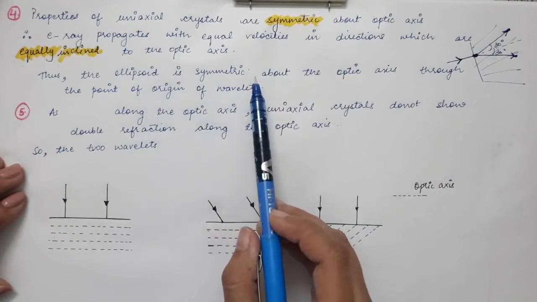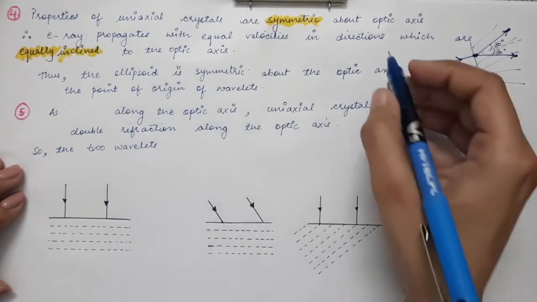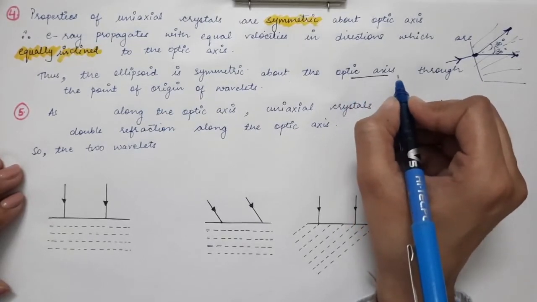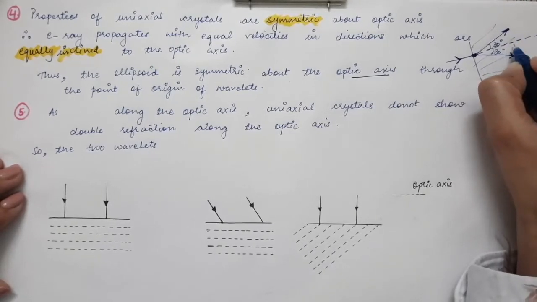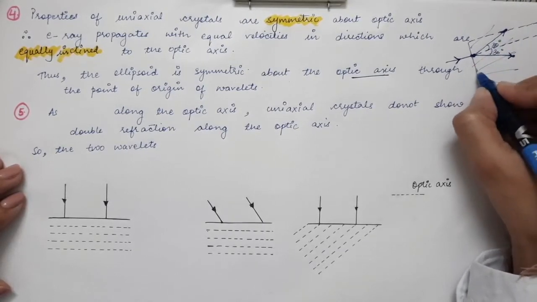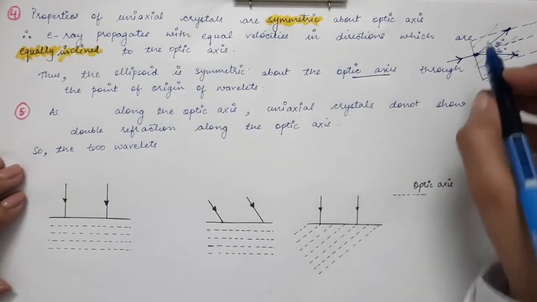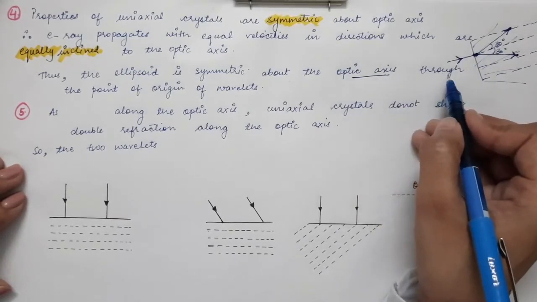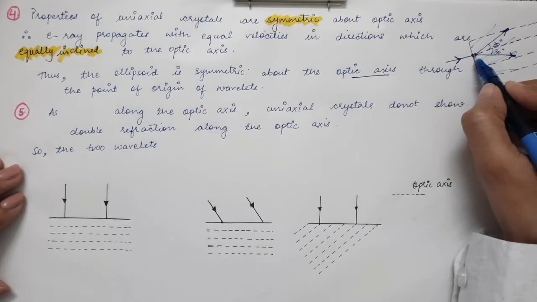So here the ellipsoid is symmetrical about the optic axis through the point of origin of wavelets. The optic axis, as we have said, is not a single line but a direction. If I take this optic axis in this crystal, then a line parallel to this will also be an optic axis, and a parallel line at the bottom will also act as the optic axis. So there will be many optic axes, but which one do we take into account? The optic axis which passes through the point of origin of wavelets.